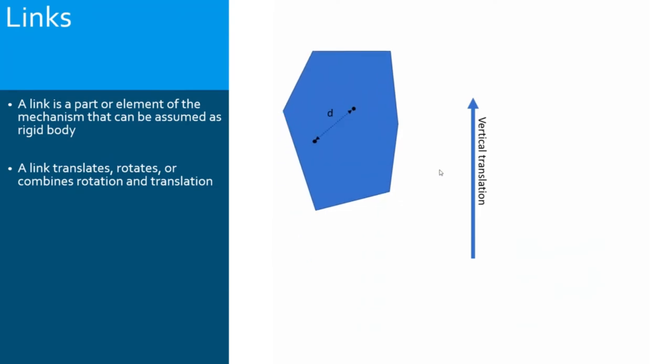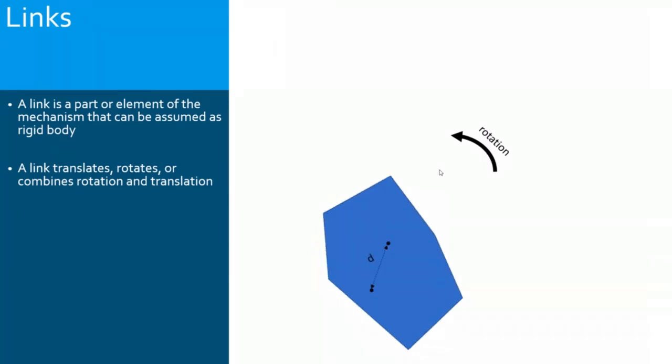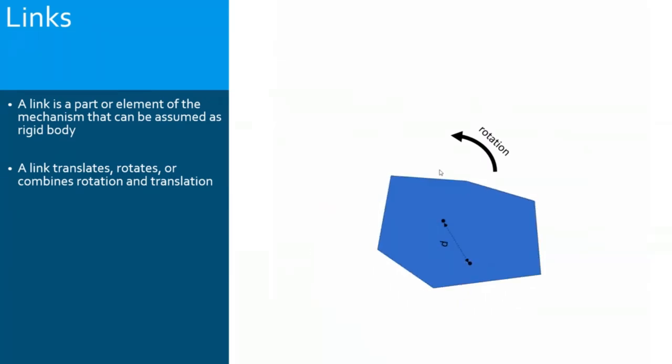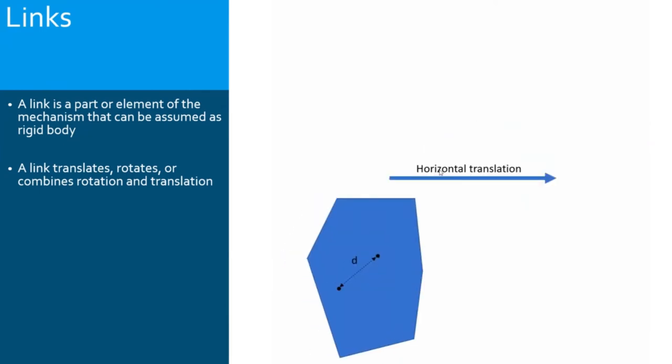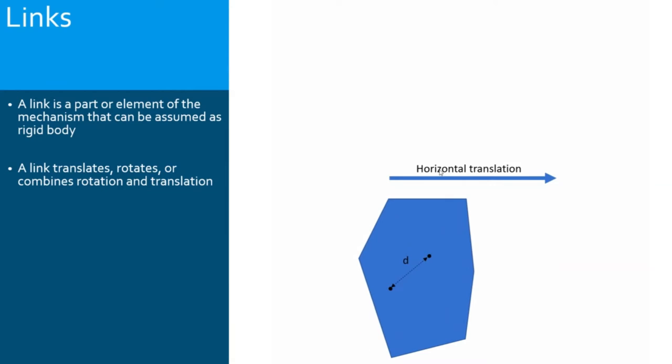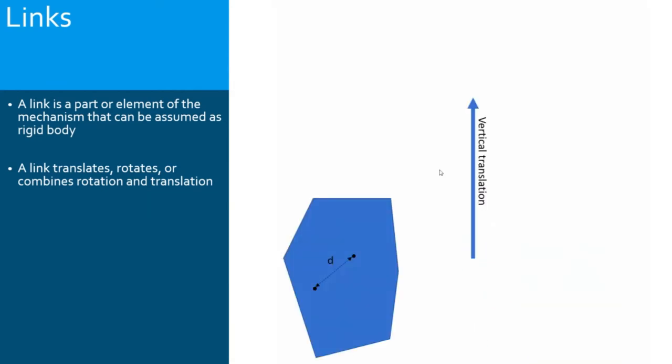Now, if you go into space motion, just to give an example, but we will not focus on that, a body can have six elementary motions: three translations along the three axes, and three rotations about the three axes.